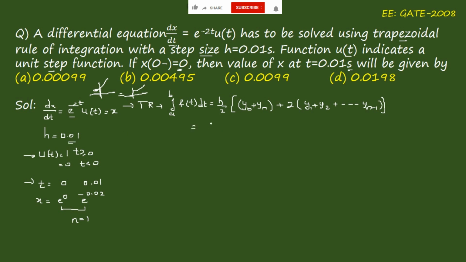So substituting the values, we get 0.01 by 2 into y0 plus y of n, and n is 1. This is y0 and this is y1. So we get 0.01 by 2 into 1 plus e power minus 0.02. Use a calculator, get the value as nothing but 0.0099. Okay, so the answer is option C. Come to the next question.